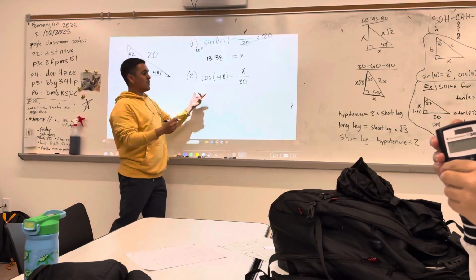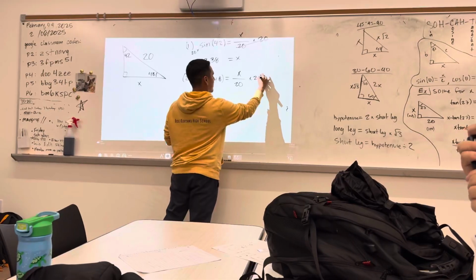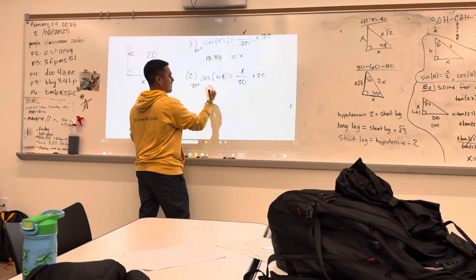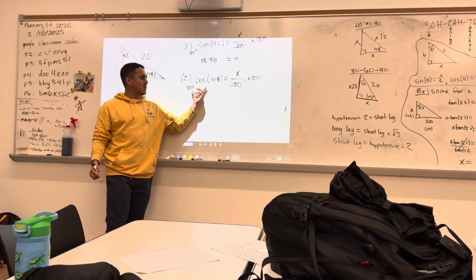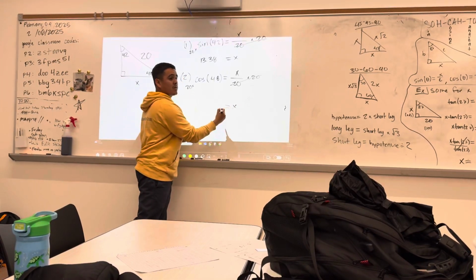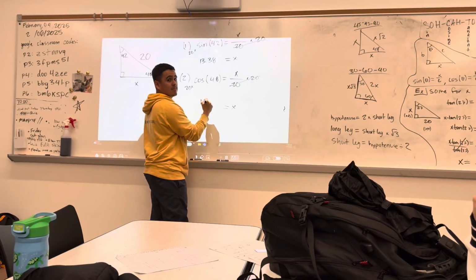For number 2, let's go ahead and solve that one. Multiply both sides by 20. That cancels out there. Can someone plug that into the calculator? What do you get? X equals 13.38. Yeah.